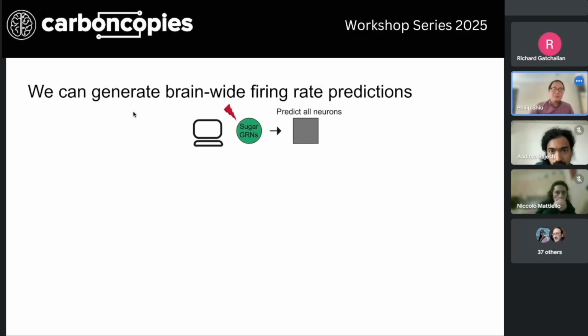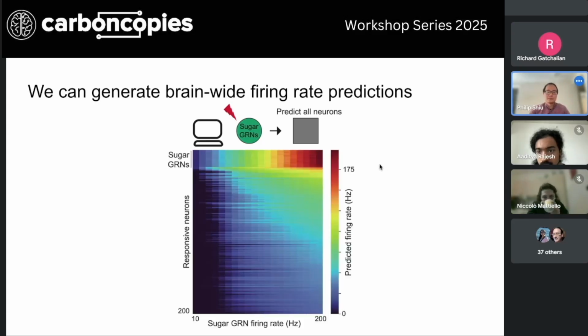Yep, sounds great. Great. Okay, so in addition to activating motor neurons, we basically can predict, brain-wide, all of the neurons that might respond to sugar detection. So if you activate sugar sensing neurons, what are all of the neurons in our computational model that respond? We find a bunch of neurons that respond, but the question, of course, is how accurate are these predictions?